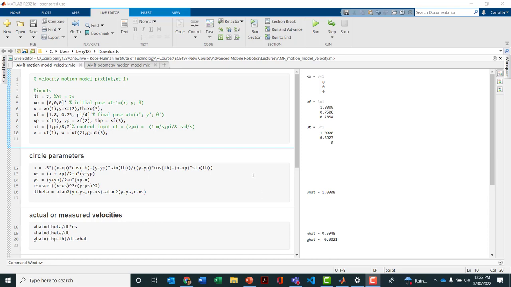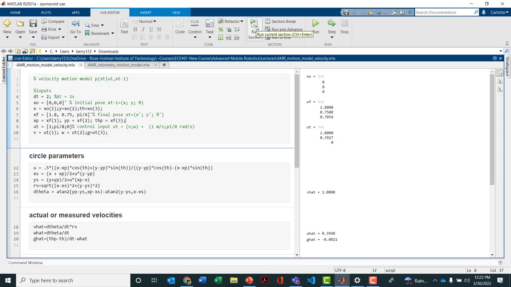Okay, so here's our MATLAB script to solve this problem. So this first section here is defining all of the problem statement variables, including delta t, the initial pose xt minus 1, as well as the final pose xt, our control input v omega, and then our linear and angular velocity. So we'll just run that section there because that's just defining all of our variables.